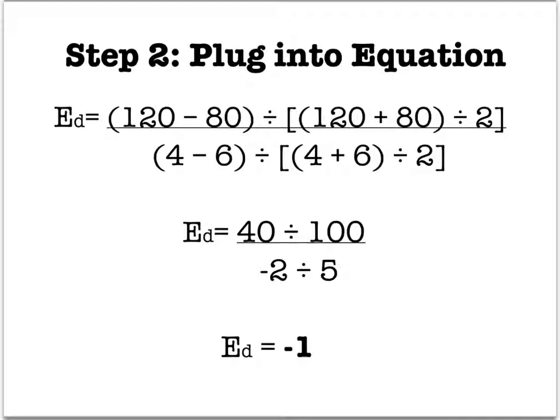So carrying that forward, we would have in the numerator 40 divided by 100, and in the denominator we'd have negative 2 divided by 5, and we compute that out, and that gives us an elasticity of negative 1.